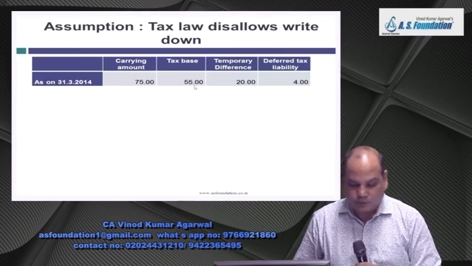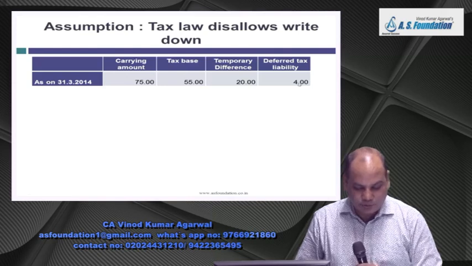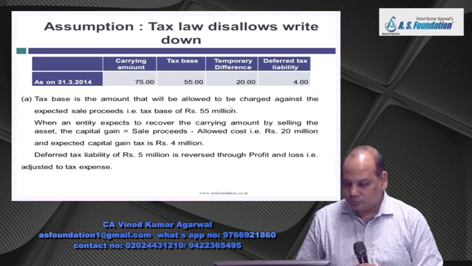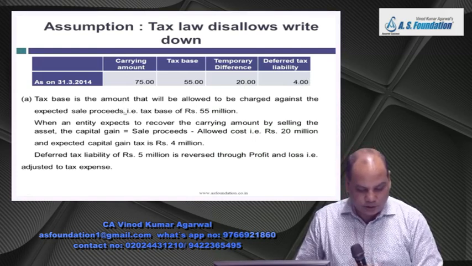They will not allow you to write down. So take 55 only. Whatever they have given, difference is 20. 20 into now, which rate will you apply? 20%. Write in bracket 20 into 20% in case you don't want to forget later. 4. Right. And then they have written the explanation also.